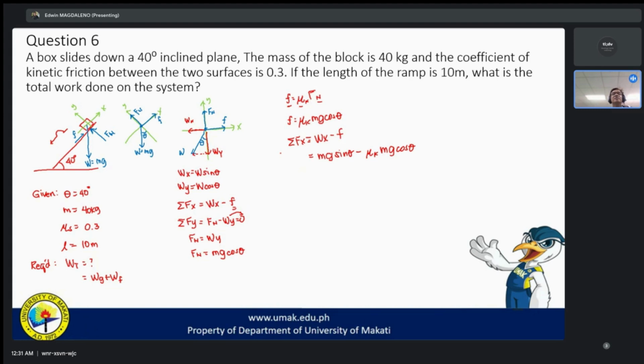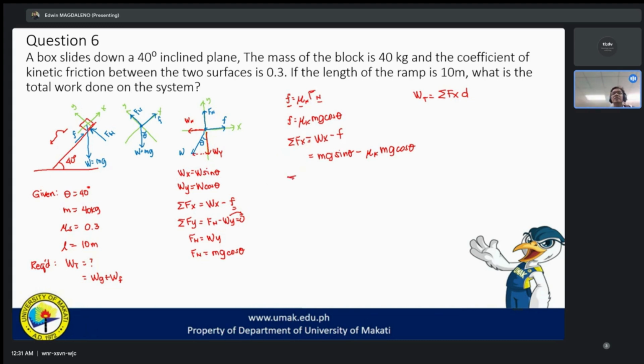Okay. So what we need is the work done on the system. The work done on the system is Wg plus Wf, or another formula is work is equal to the force multiplied by displacement, so that we could use. So the work done on the system should be the summation of forces along the x multiplied by displacement. So kailangan si the summation of forces along the x, which is eto siya.